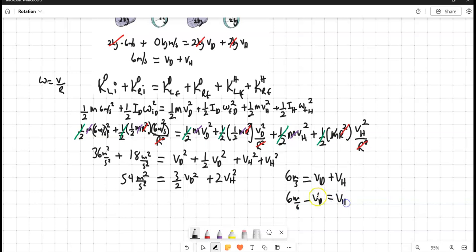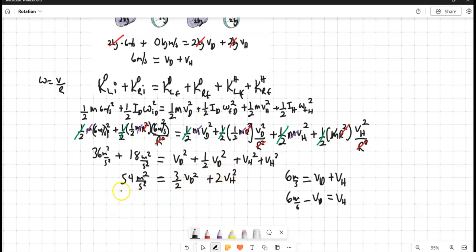V sub H. Okay. So we have two equations and two unknowns. We need to eliminate one of the unknowns. So we're going to take the simple equation. We're going to want to eliminate VH. So we solve it for VH. That way when we plug it into here, we'll get all of this in terms of just VD. But before we do it, let's simplify this a little bit.